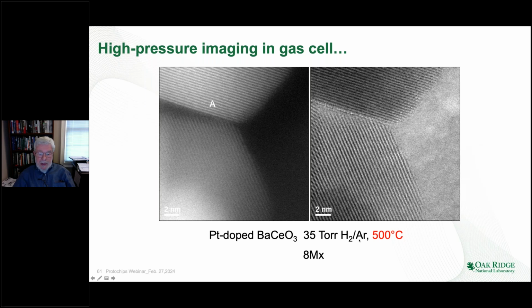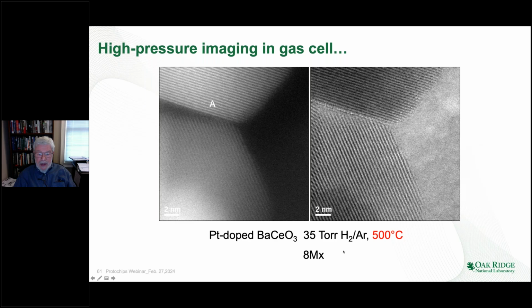But here's an example of high pressure resolution. This is at 8 million X magnification. Basically, this barium silicon or cerium oxide support material. It's platinum doped. We don't see the platinum here in this particular instance, but this is at 35 torr at 500 degrees centigrade with a reducing atmosphere, 8 million X magnification.